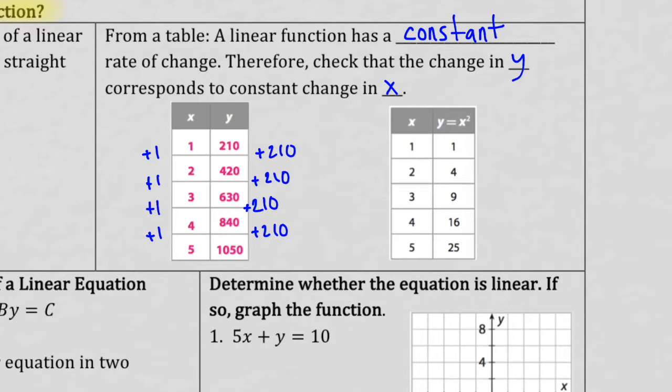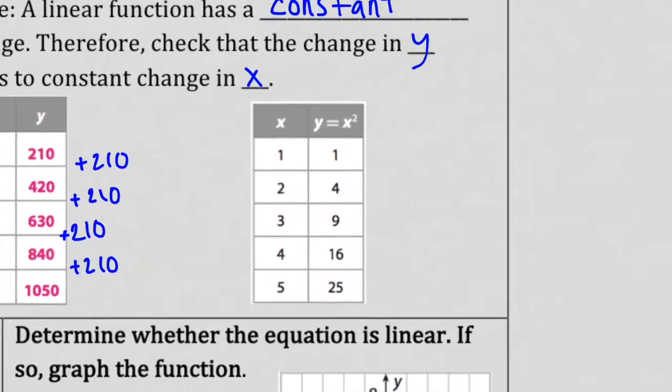But this one's pretty obvious. This one is all changing by ones. This one is all changing by 210s. This is considered linear. As long as this number keeps being the same and this number keeps being the same, it's going to be linear. Let's do the same thing for this one.